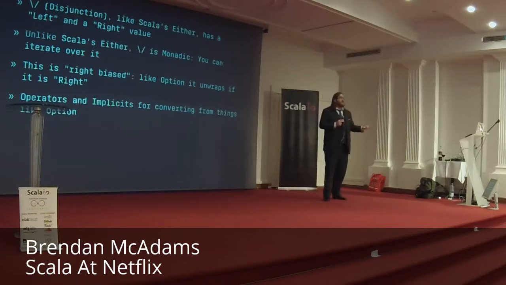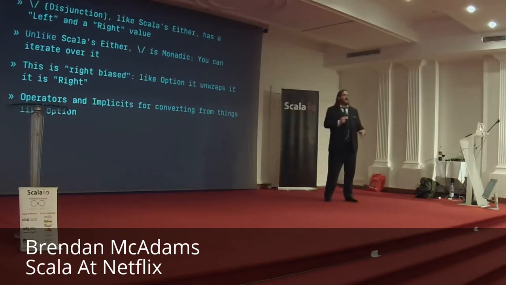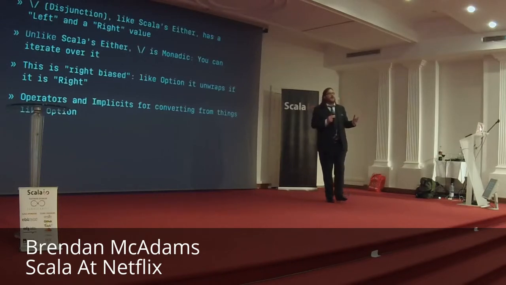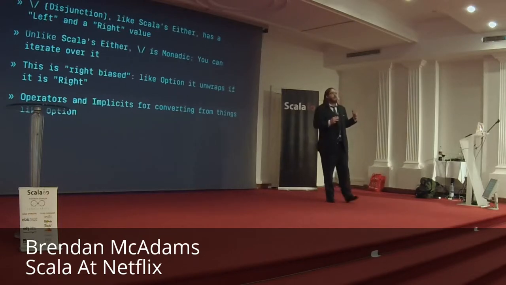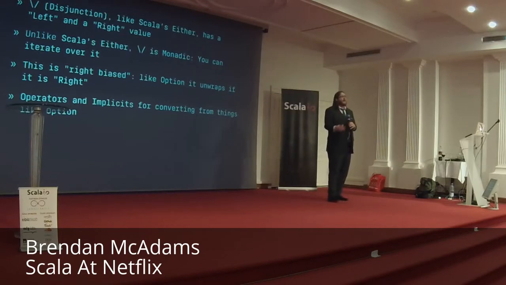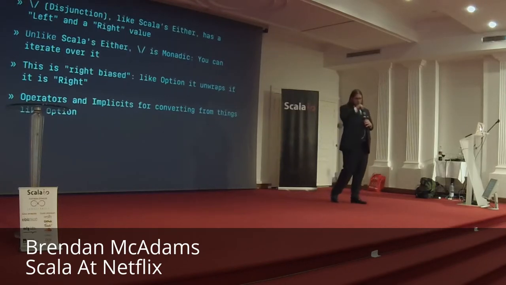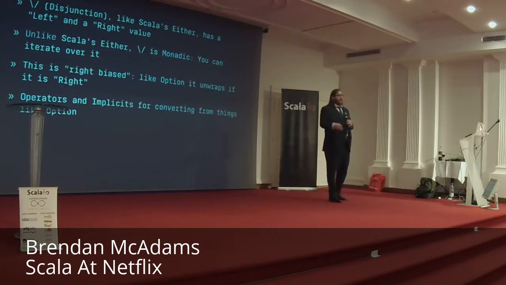And so the benefit really of disjunction over either is that it has that same right bias. I've been using that a lot instead of option, because I can convert my options to a disjunction and say, hey, if it's none, the left side should be this error message. Instead of returning, hey, I tried to get this company from the database, but it was none, and I might have five things chained up in a for, I can say, hey, this is exactly what went wrong. And there's, again, operators and implicits for converting things like options in order to get more information.